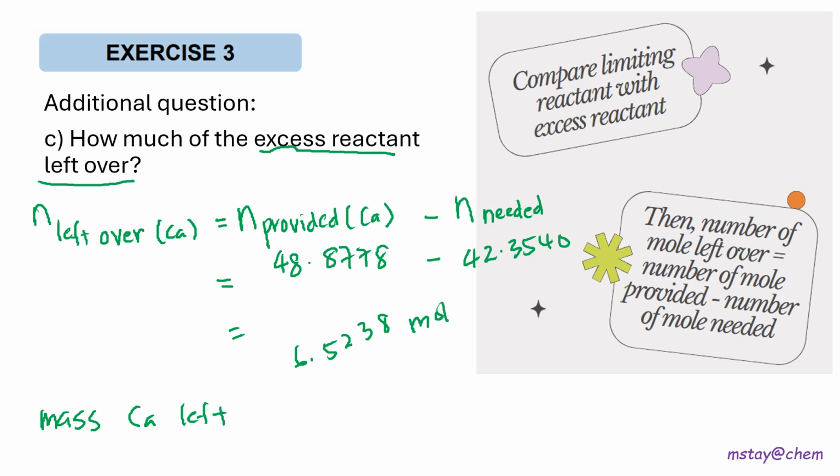So what is the mass of the calcium left over? Very simple. We just multiply it with the molar mass, which is 40.1 gram per mole. Mole and per mole cancel out. Press the calculator, and you will get the mass of the calcium.